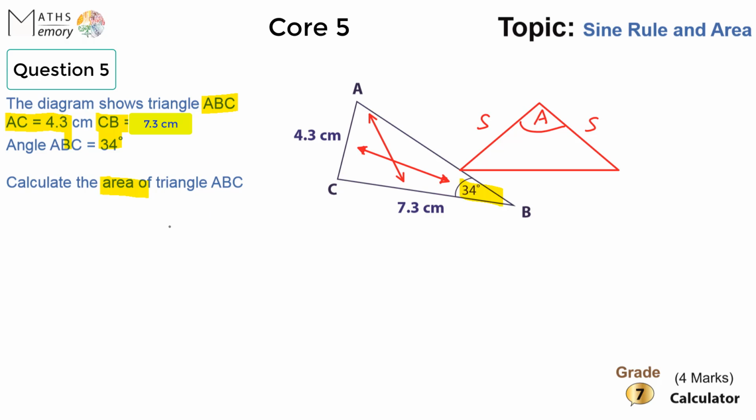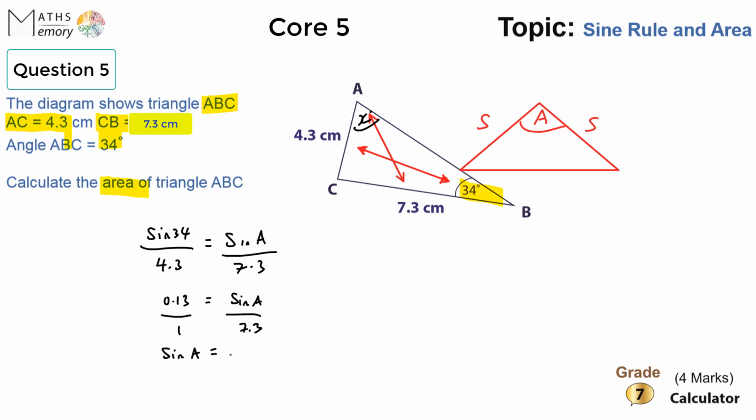So we're going to first of all write this down. sine 34 over 4.3 equals sine A over 7.3. A is the angle we want to find out, by the way. Let's divide the full fraction pair together. We're going to get 0.13 equals sine A over 7.3. Put a 1 there, we'll cross multiply. So therefore sine A, if we do 0.13 times 7.3, we're going to get an answer of 0.949.